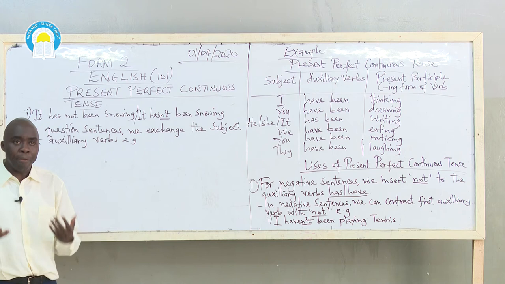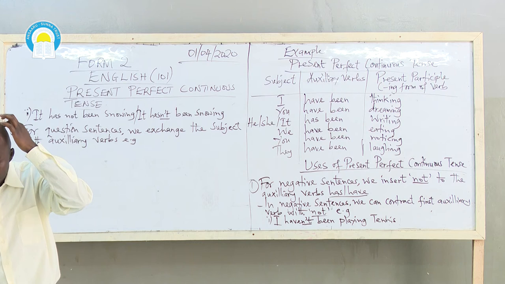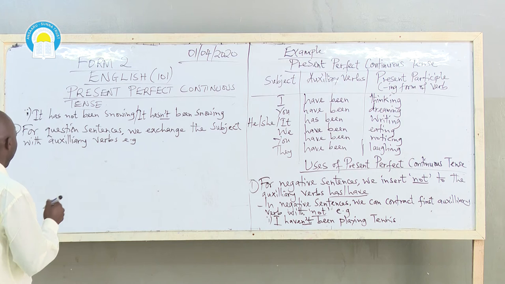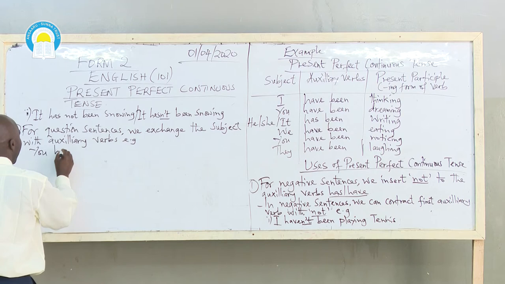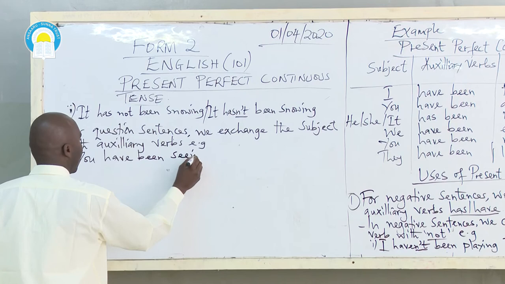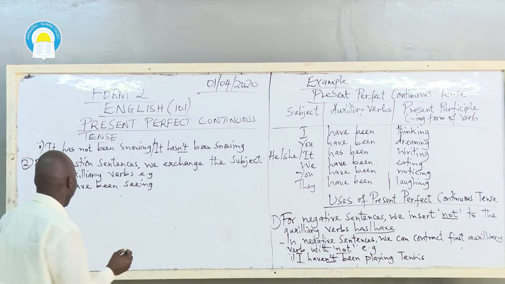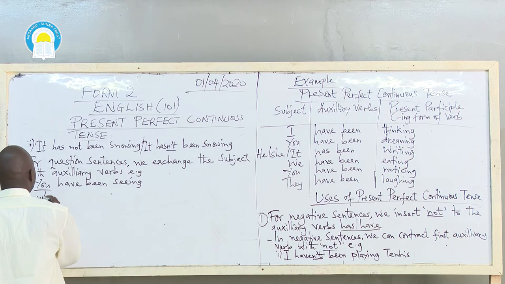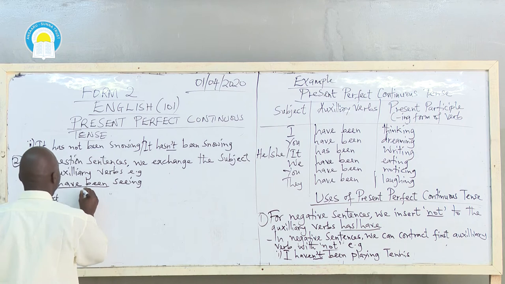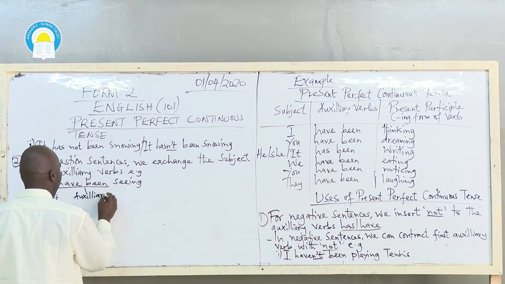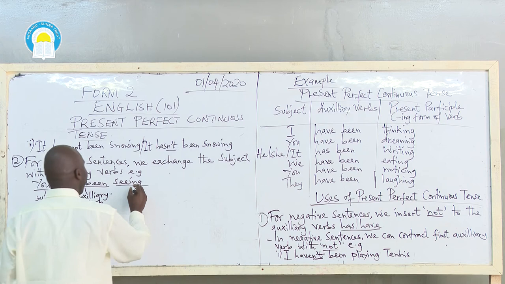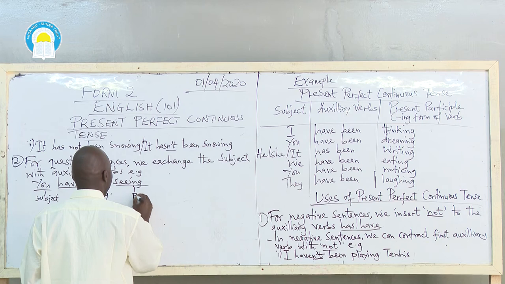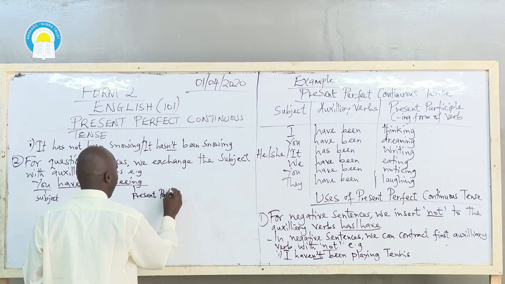So let us have a look at these examples. You have been seeing. Look at this example and what we are discussing here. The word you is a subject. Then have been is the auxiliary verbs. Then we have the word seeing, which is a present participle, or you talk of the ing verb form.